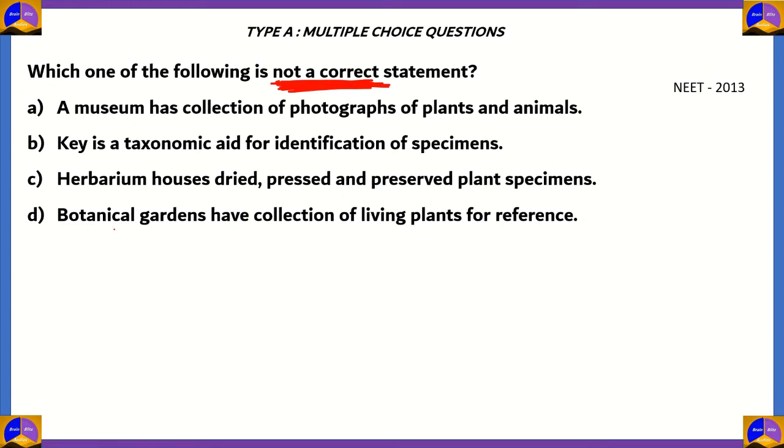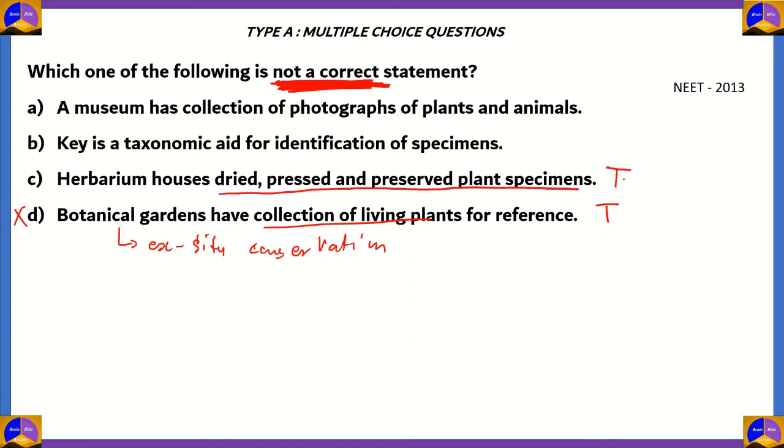Option D says botanical gardens have a collection of living plants for reference, and this is correct because the primary function of botanical gardens is ex situ conservation as well as study. So therefore option D is a correct statement. It's a true statement, so that means the option is incorrect. What about option C? Herbarium houses dried, pressed, and preserved plant specimens. This statement is true because in a herbarium sheet, you find the plant species dried, pressed, and preserved. So therefore, option C is incorrect.